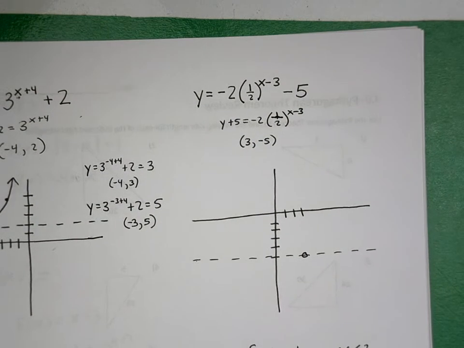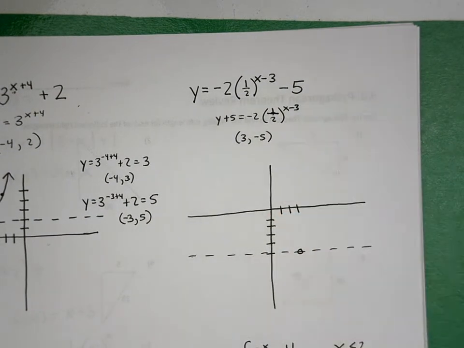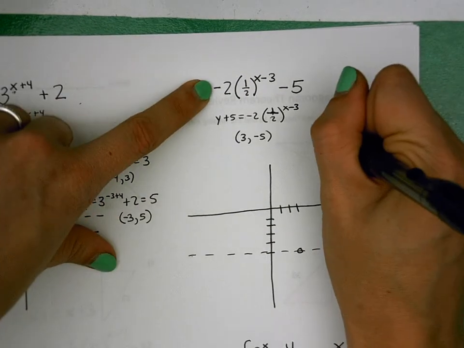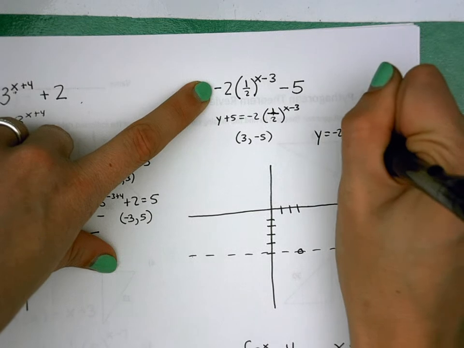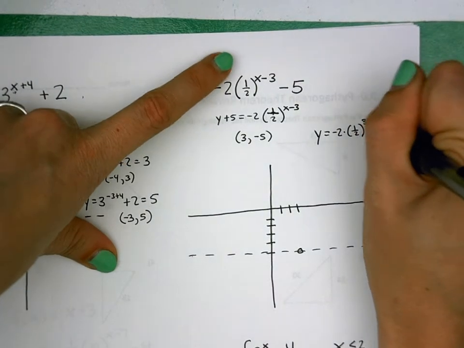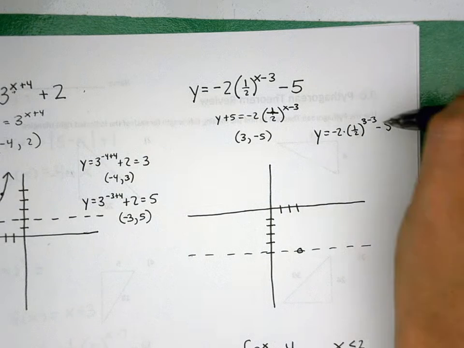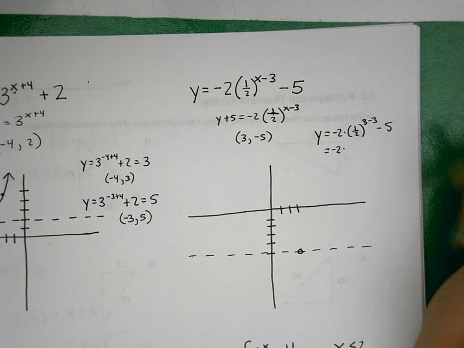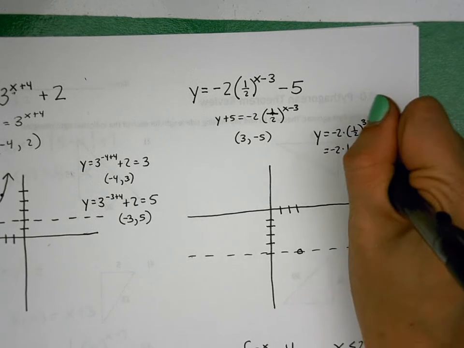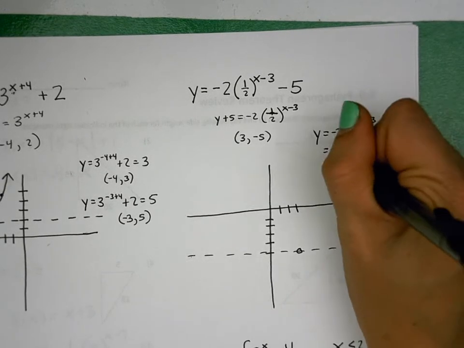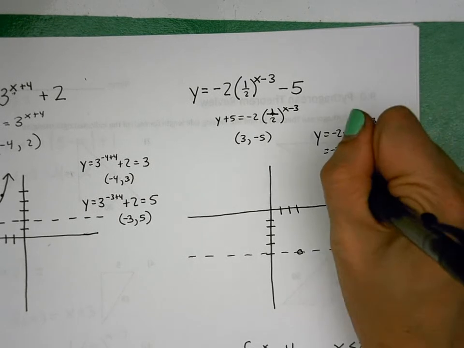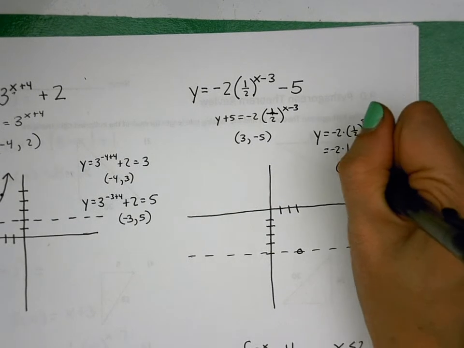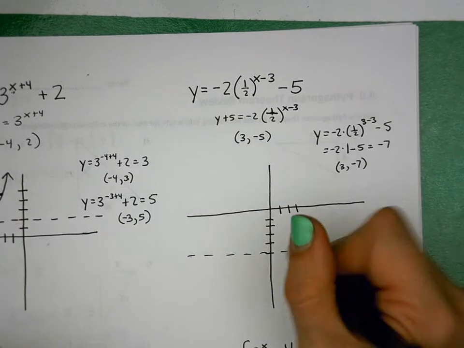Okay, and then you have to plug in 2 values. I recommend plugging in at least 3, because that's the y value you already have. So y equals negative 2 times 1/2 to the 3 minus 3. Okay, when you simplify that, we get negative 2 times 1/2 to the 0, which is 1. Negative 2 times 1 is negative 2, minus 5 is negative 7. And so my first coordinate point is at x equals 3, what I plugged in, and negative 7.